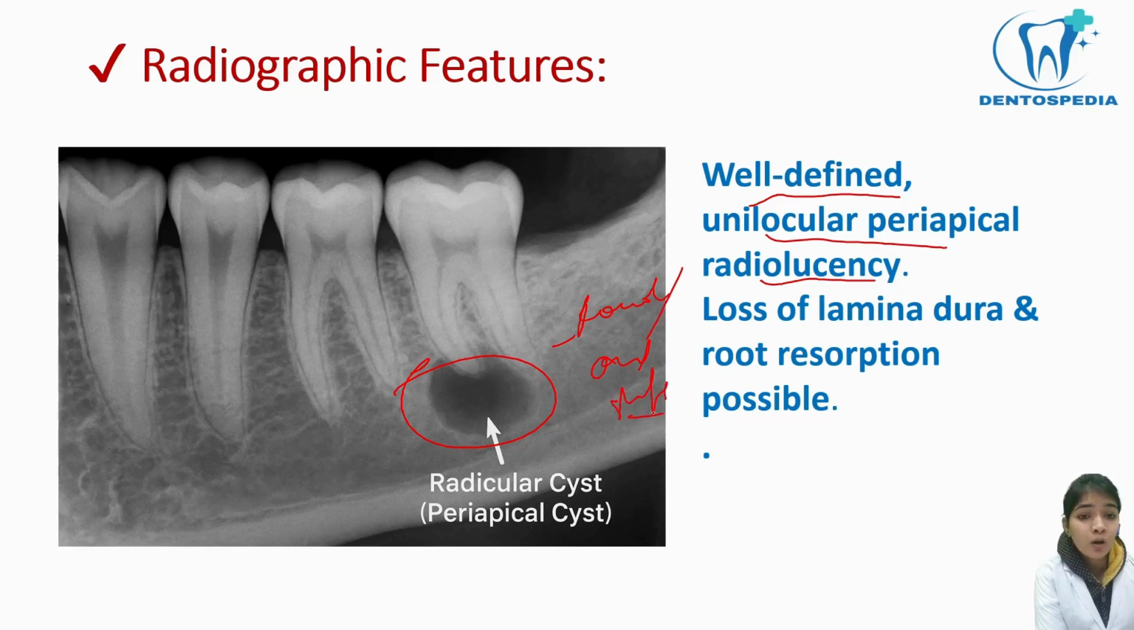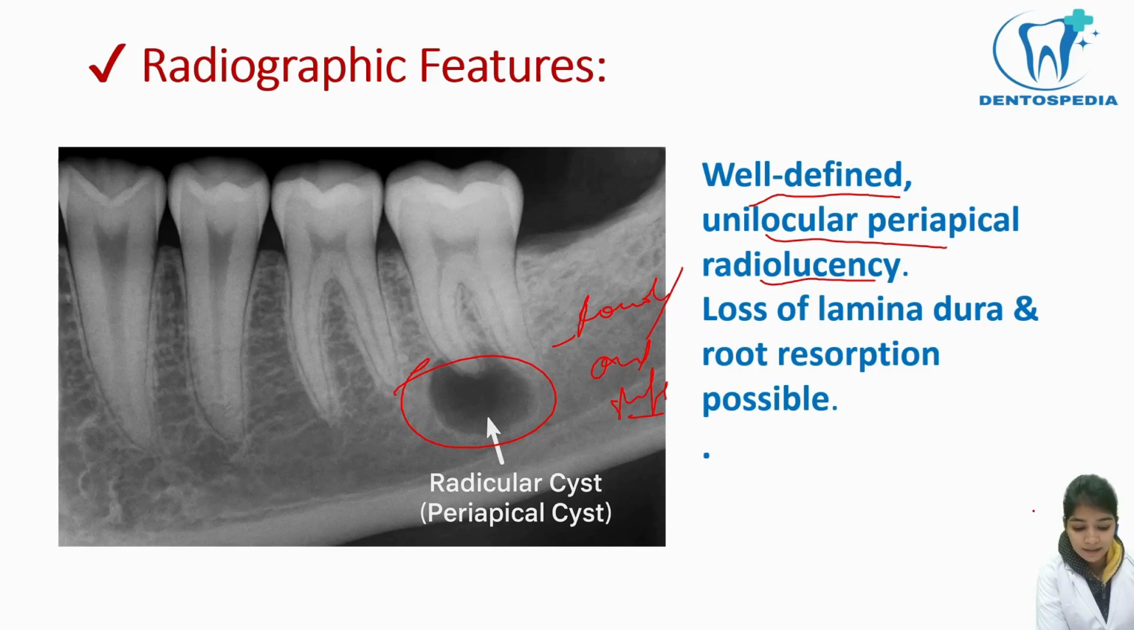Now, loss of lamina dura at the apex will be seen. It may show root resorption or cortical bone expansion. Radiographically, it may resemble a periapical granuloma, but cysts are usually larger. It is usually asymptomatic in early stages and detected incidentally on radiograph. It may present with mild swelling, pain if infected, mobility of the tooth in advanced cases, and the tooth is non-vital on vitality testing.